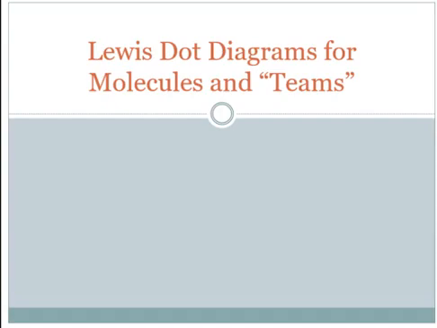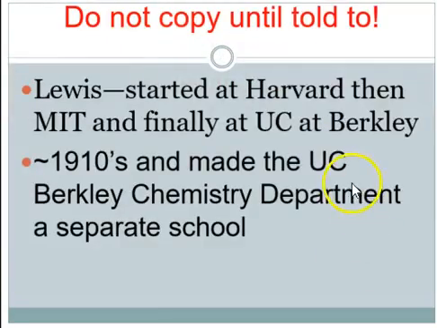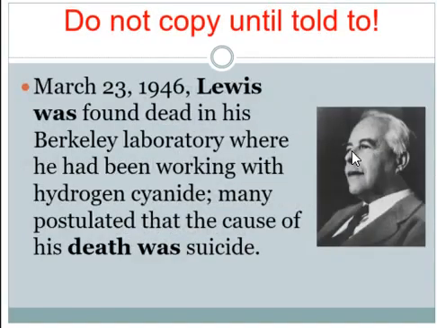Lewis was a chemist that started at Harvard, finally ended up at UC Berkeley. He went from Harvard to MIT, Massachusetts Institute of Technology, and finally ended his career at UC Berkeley. In 1910, he made UC Berkeley's chemistry department its entire own separate school. And on March 23rd of 1946, Lewis was found dead in his UC Berkeley laboratory, where he'd been working with hydrogen cyanide, and lots of people speculate that maybe he killed himself with cyanide, considering he obviously knew that it was deadly.